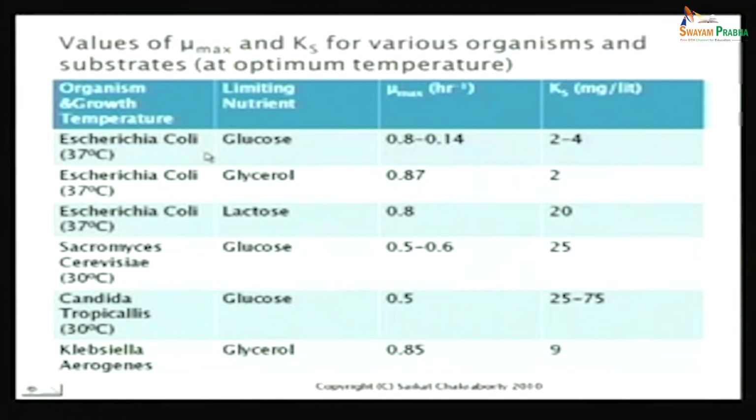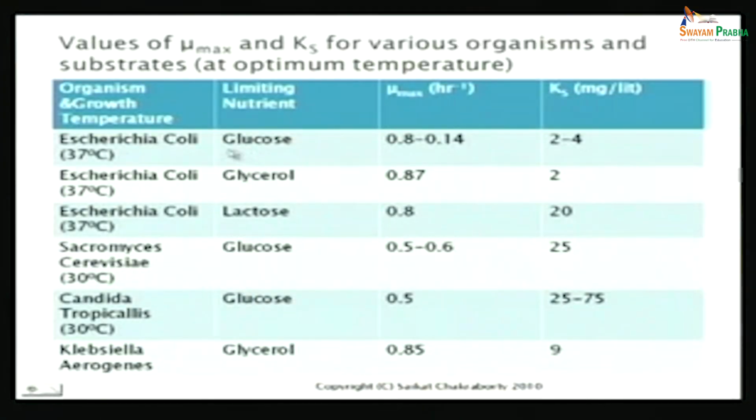So E. coli, for example, can grow under different kinds of nutrients. Depending on the nutrient that it is growing in, the mu max and the Ks are going to be different, obviously. Very straightforward, because if you change the substrate, the growth rate is going to change. So if you look here, if the limiting nutrient is glucose, for example, if you're using glucose to grow the microorganisms, then the mu max is 0.8 to 0.14 and the Ks is between 2 to 4. If you're using glycerol to grow E. coli, then the mu max is 0.87, Ks is 2. If you're using lactose, then it's 0.8 and 20, so Ks is much larger over here.